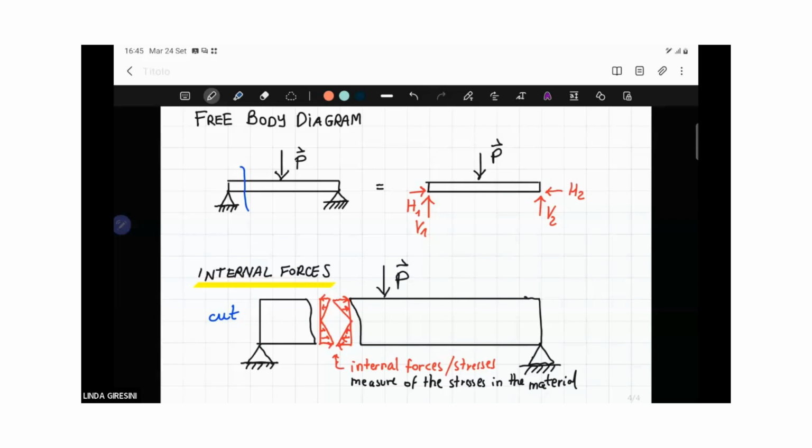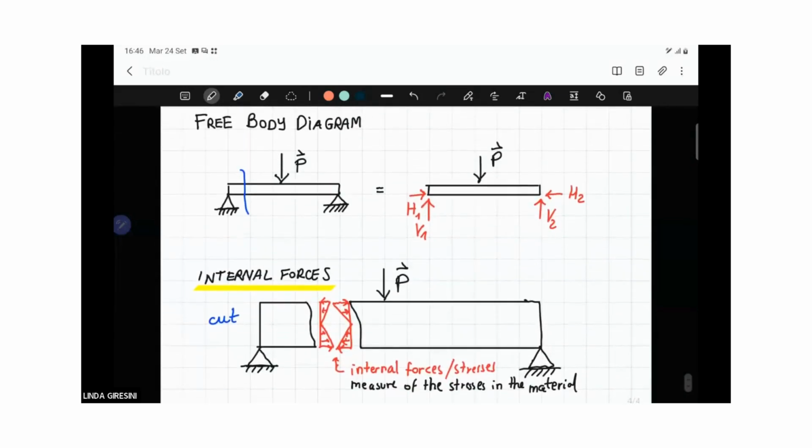Do you see the screen at home? Now it's blocked. I mean, now I'm moving it, but it's fixed. Okay, thank you.